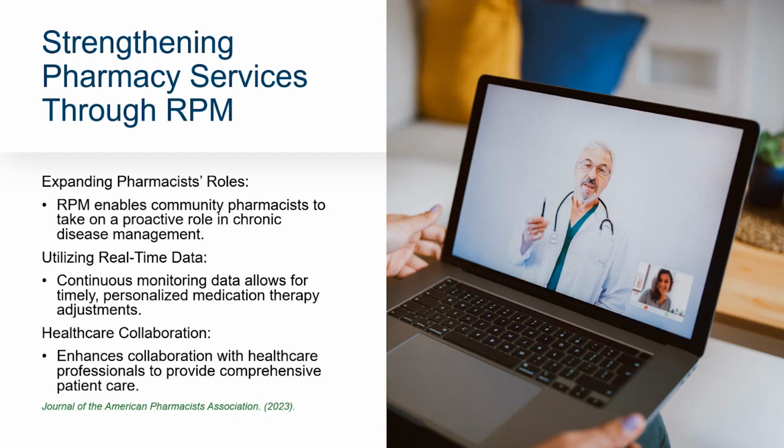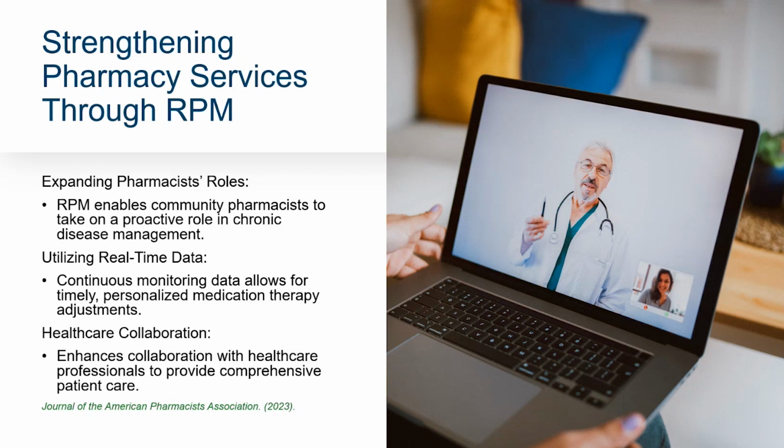Let's look at utilizing real-time data. Continuous monitoring data allows for timely, personalized medication therapy adjustments. This service takes you above and beyond in patient data. Lab tests every 6 months or on a yearly basis do not tell the complete story for a patient with a chronic condition. As mentioned earlier, this data supports therapeutic decision-making for all healthcare stakeholders, but it also gives patients the awareness of how their lifestyle, diet, exercise, stress management may affect their readings and their condition.